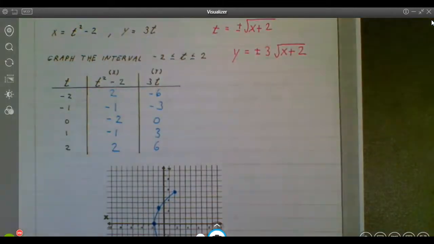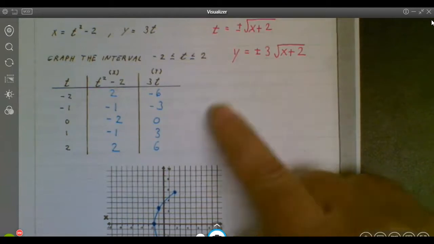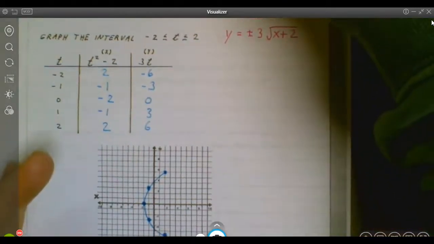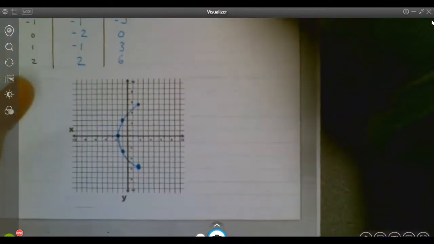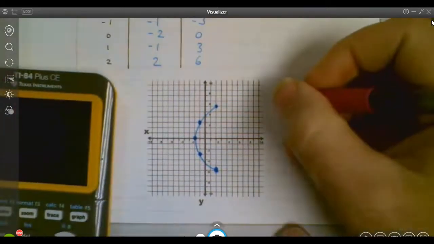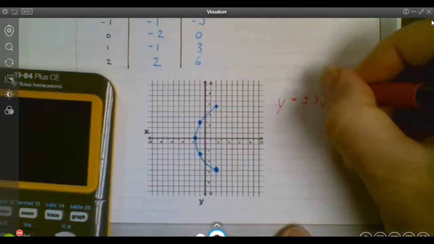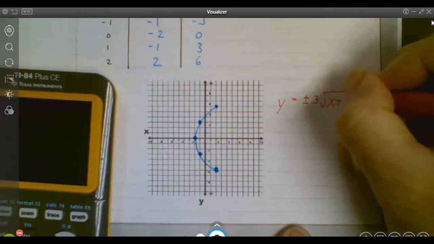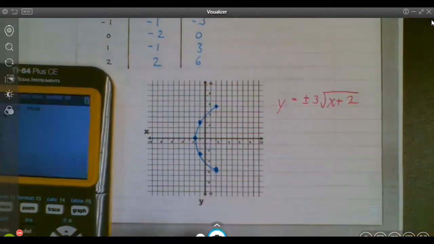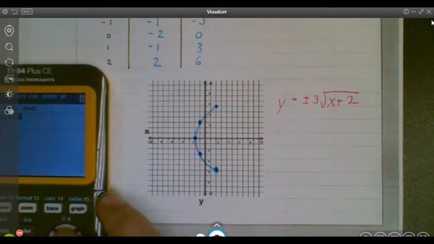So watch what happens when I plug in this function into my calculator. If I did this correctly, I should now get this graph that we just did. So let me try to get all that onto one page. Actually, I'll just bring it down. Let's do this. I'm going to slide it over. So here was the function that we just came up with. And I'm going to put that into my calculator. So I have the positive 3 root x plus 2. I also have the negative 3 root of x plus 2.